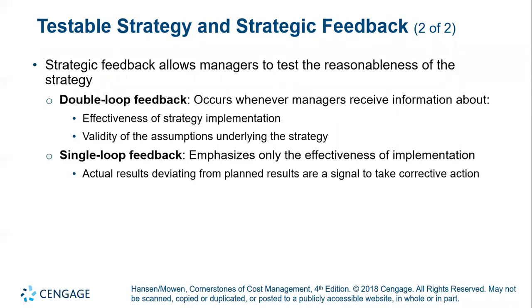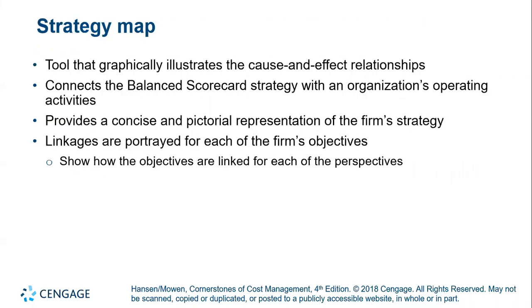Then we have the testable strategy and feedback. Strategic feedback allows managers to test the reasonableness of the strategy. Double loop feedback occurs whenever managers receive information about the effectiveness of the strategy implementation and the validity of the assumptions underlying the strategy. Single loop feedback emphasizes only the effectiveness of implementation, and the actual results deviating from planned results are a signal to take corrective action.